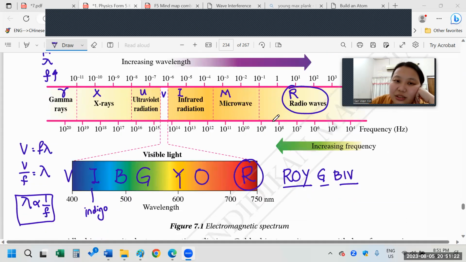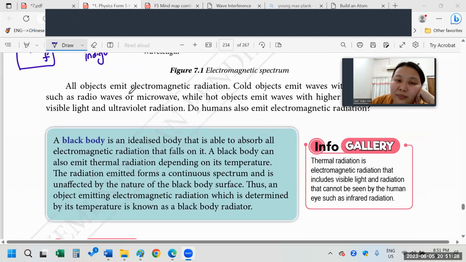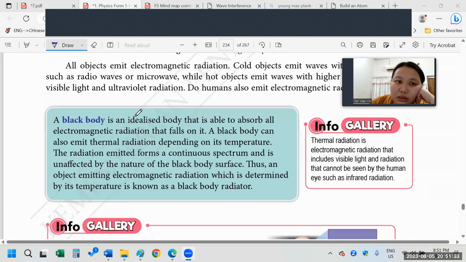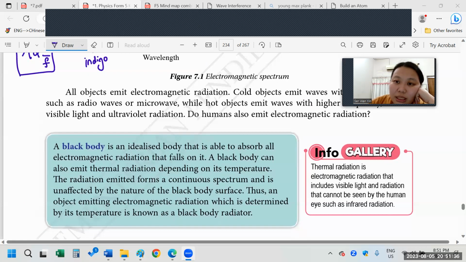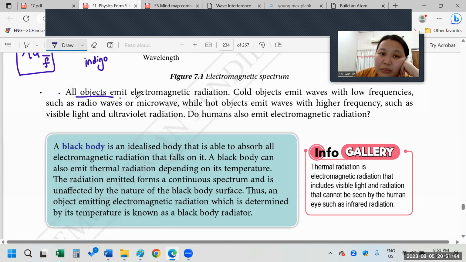Actually, this video is for everyone in Taman C or other schools. Okay, so now this one, the basics are already here. Now come to the black body. First of all, we look at this sentence. All objects emit electromagnetic radiation. Cold objects also emit waves with low frequency, while hot objects emit waves with higher frequency, such as visible light and ultraviolet radiation.